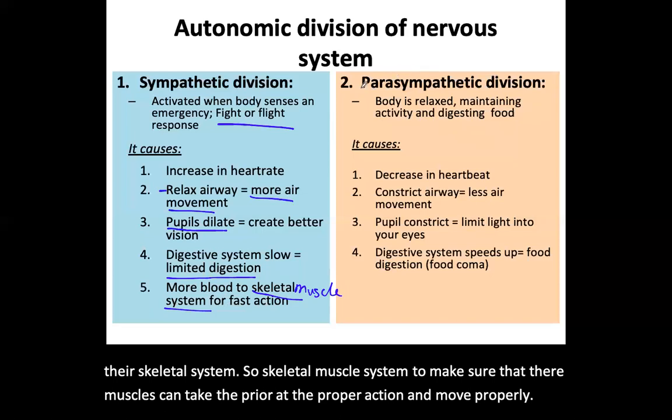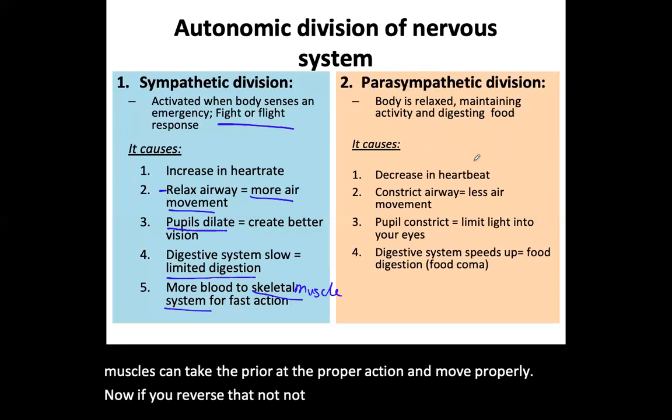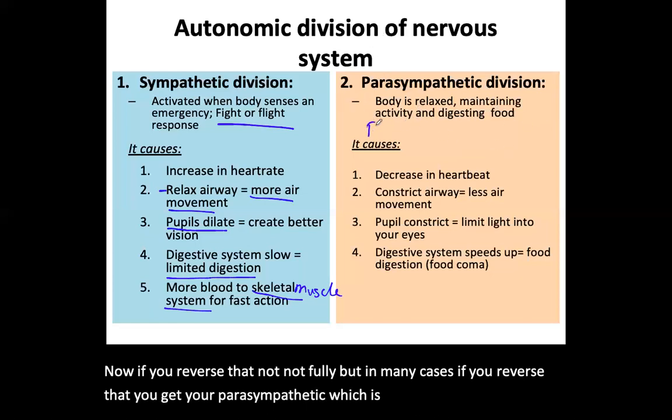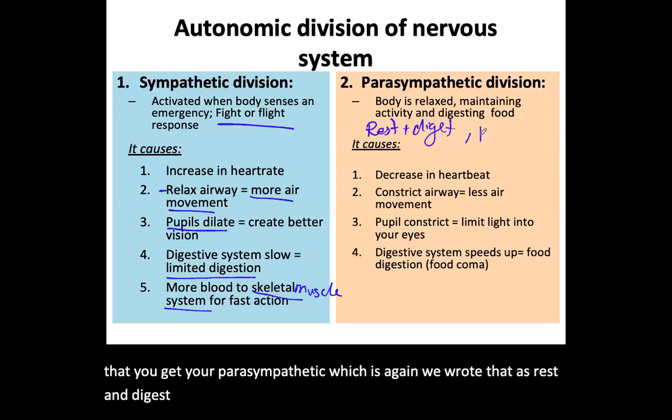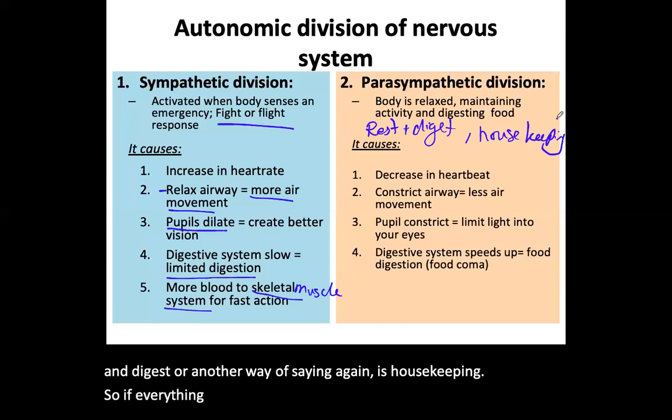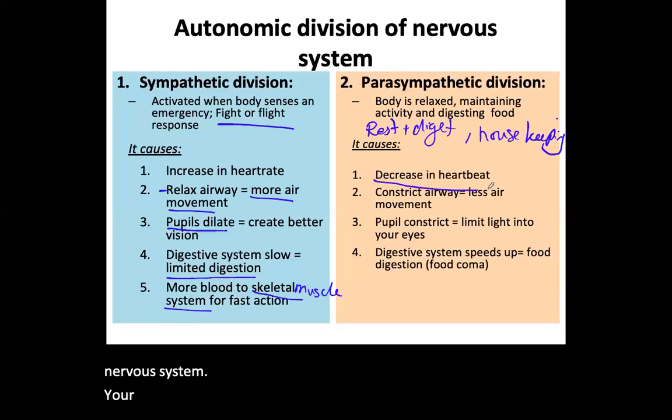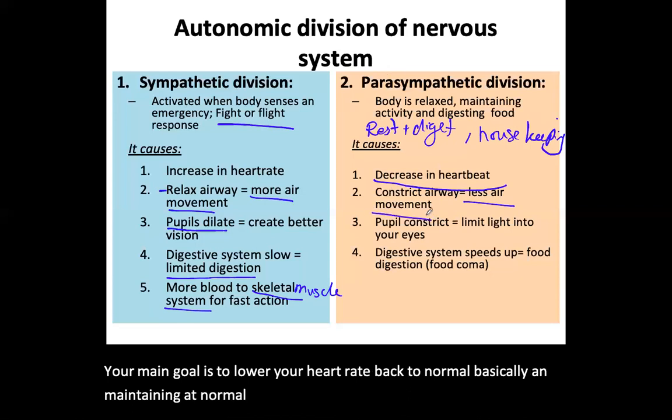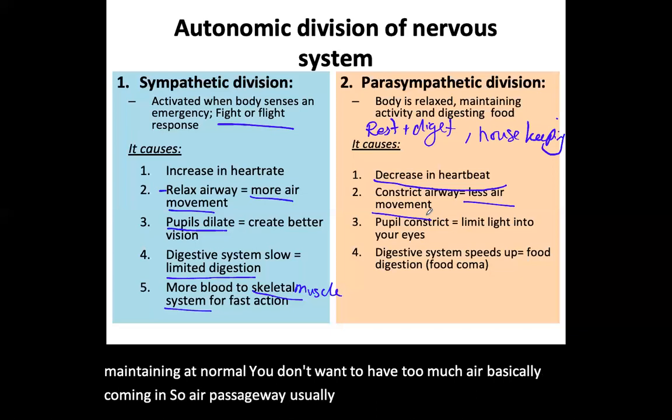Now, if you reverse that, not fully, but in many cases, you get your parasympathetic, which, again, we wrote as rest and digest. Or another way of saying it again is housekeeping. So if everything is normal or you're coming down from a sympathetic nervous system, your main goal is to lower your heart rate back to normal basically and maintain it at normal. You don't want to have too much air basically coming in. So the air passageway usually constricts to limit the airflow. Again, it doesn't mean that you will not have enough oxygen.